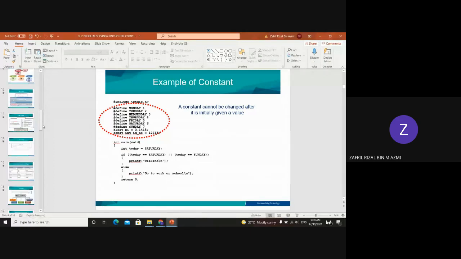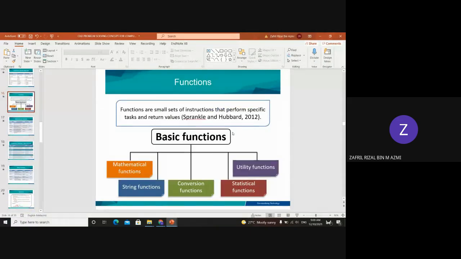Okay, so next is functions. Function can be divided into two types. First is predefined function. The second is user defined function. User defined function is a function that is created by you as a programmer, entirely created by you, while predefined function is a function that we get from the programming language library.